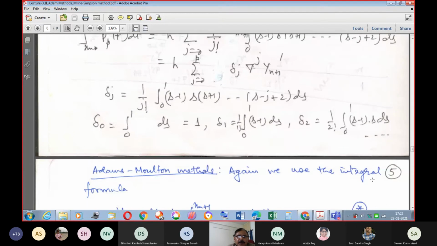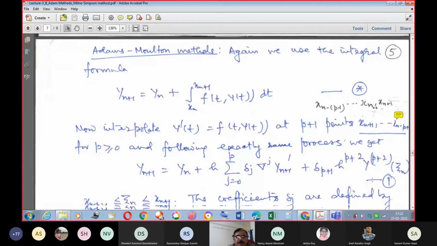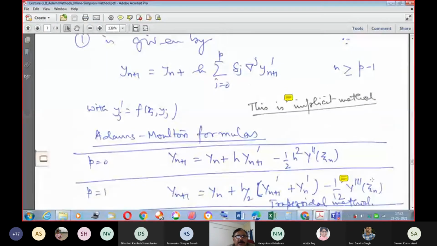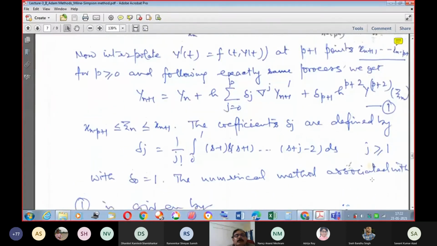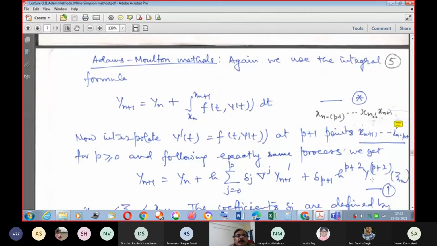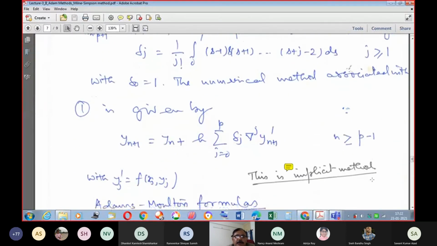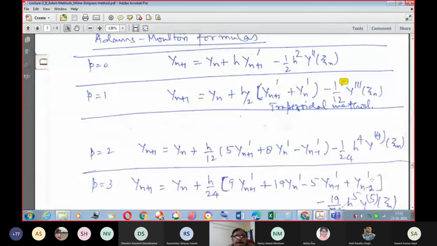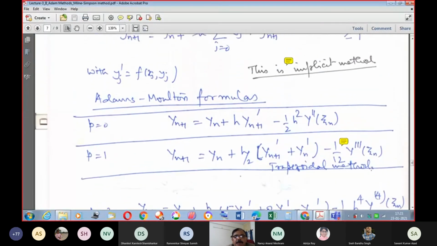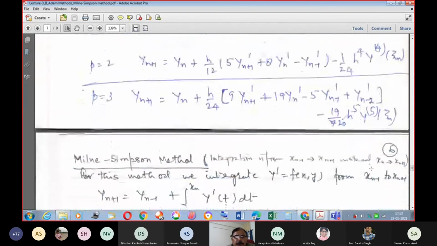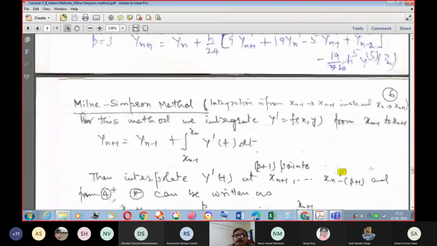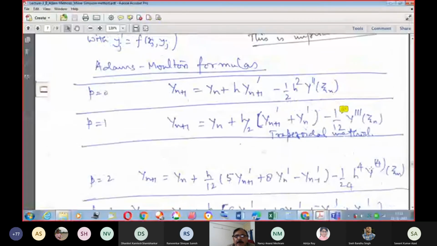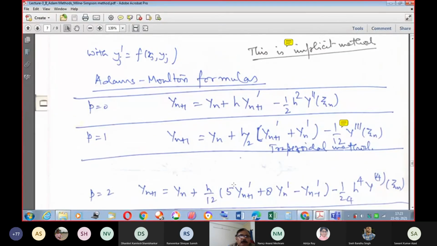And then these values are as follows. This is your Adams-Moulton method. Fine. The delta values I must be having somewhere. No, it is not given here. Anyway, you can calculate that. That is not a problem. So Adams-Moulton method, how will it look?